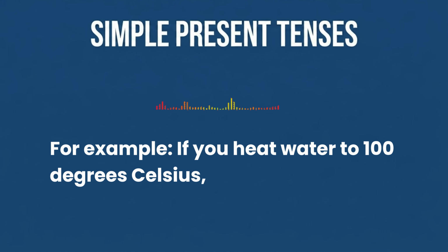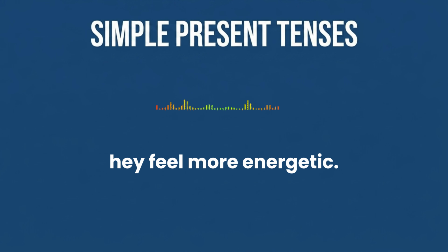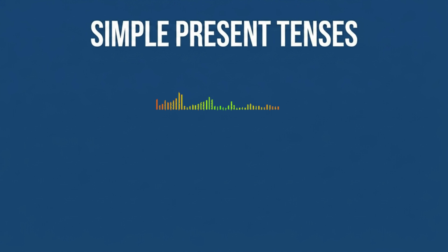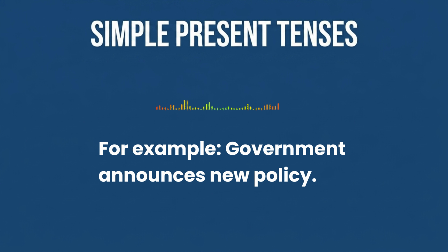For example, if you heat water to 100 degrees Celsius, it boils. Or when people exercise regularly, they feel more energetic. And the fifth advanced use, just for interest, is newspaper headlines, a stylistic use, even for events that already happened. For example, government announces new policy.